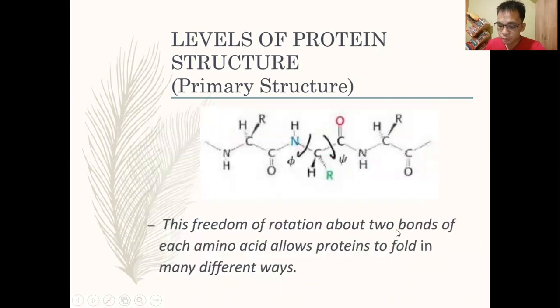And then the freedom of rotation of two bonds of the amino acids here, take note, guys, is not at the peptide bond. They have rotation here, which is why we have alpha helices and beta sheets in our amino acids. The freedom of rotation about two bonds of each amino acid allows proteins to fold in many different ways. So they undergo folding. But we can also have abnormalities. Not all folding, guys, is beneficial. We also get diseases when there is misfolding of our proteins, such as the prion diseases. Okay, I will discuss that later.